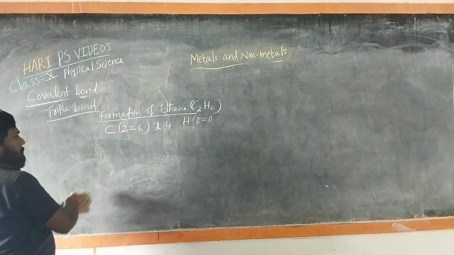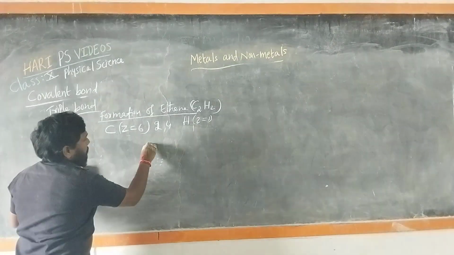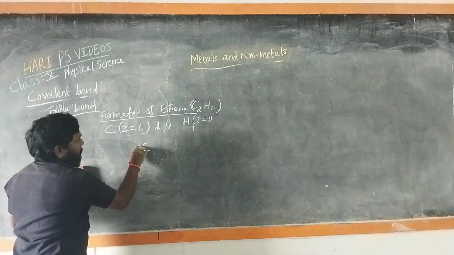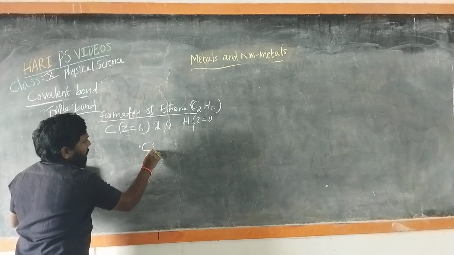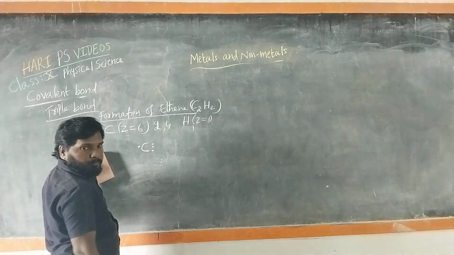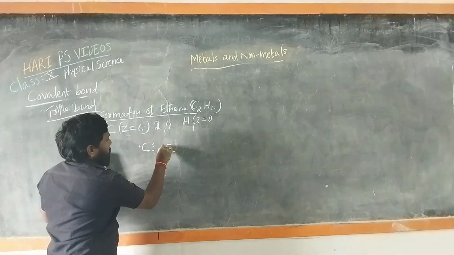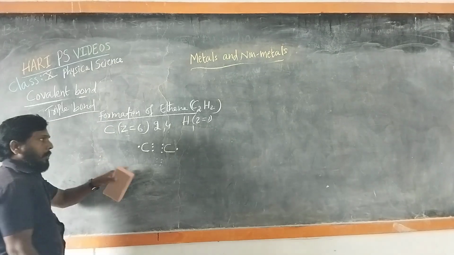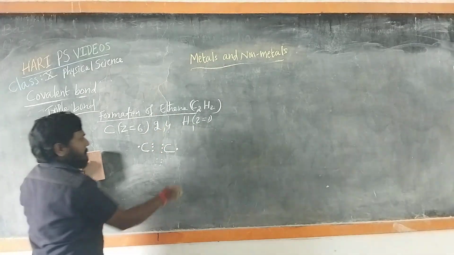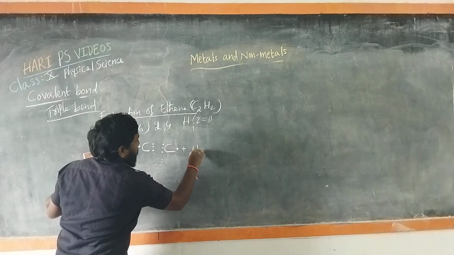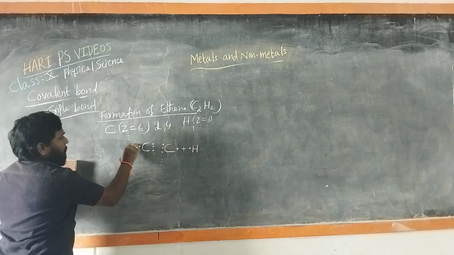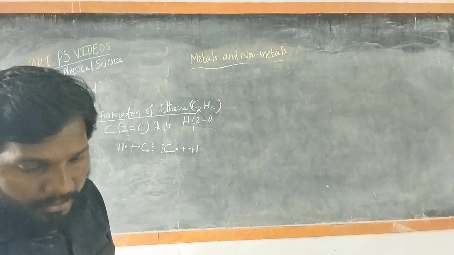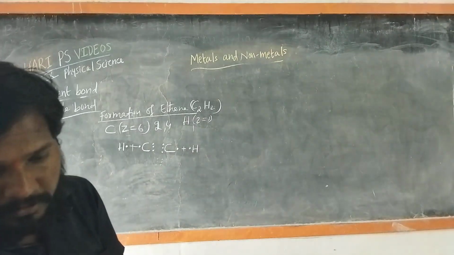Highlighting the 2 carbon atoms: 1 carbon atom contains 4 electrons, 1, 2, 3, 4. Then one more carbon, 1, 2, 3, 4. 2 carbons. And how many hydrogens? 2 hydrogens: 1 hydrogen plus 1 more hydrogen.